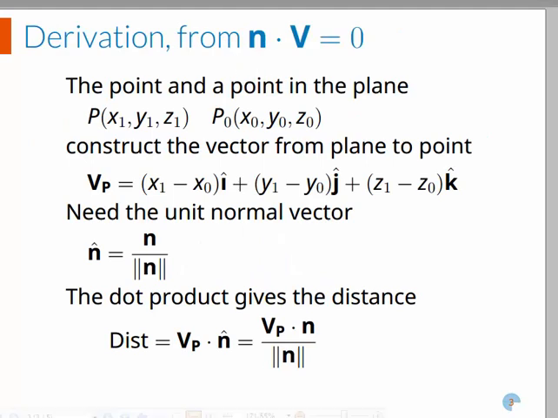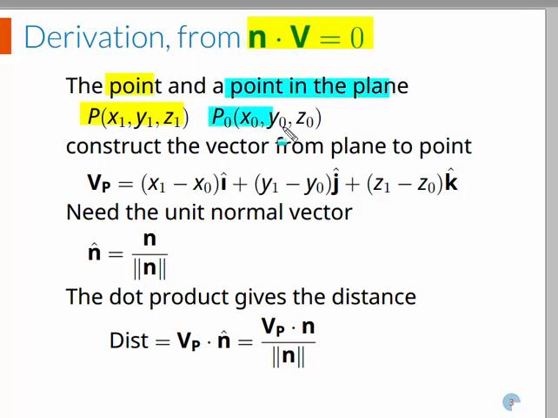Right, and here is the expression right up here. It is the normal dotted to B, and I'm using B as the vector from a point in the plane up to the point in question. So here we have, this is the point above the plane. And this is a point in the plane.